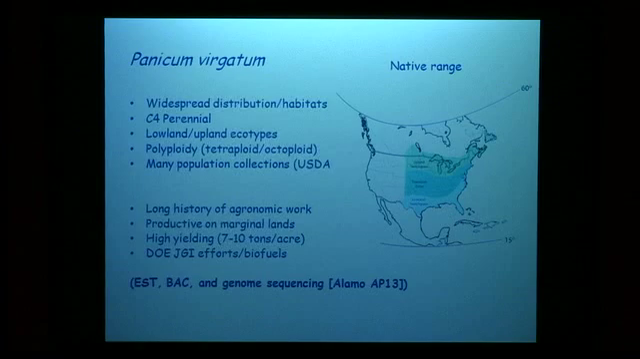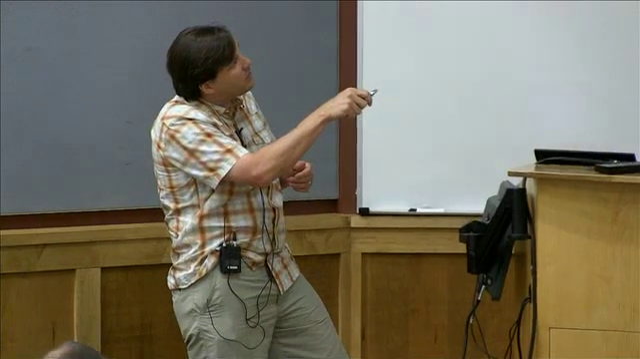Along with that is ploidy variation. So there are tetraploids and octoploids. We find that most lowlands are actually tetraploids, and most upland ecotypes are octoploids, although that's not strict. There's great resources. USDA GRIN has hundreds and hundreds of samples across North America. There's a long history of agronomic work, initially for improving switchgrass for forage, and more recently for interest in biofuels.